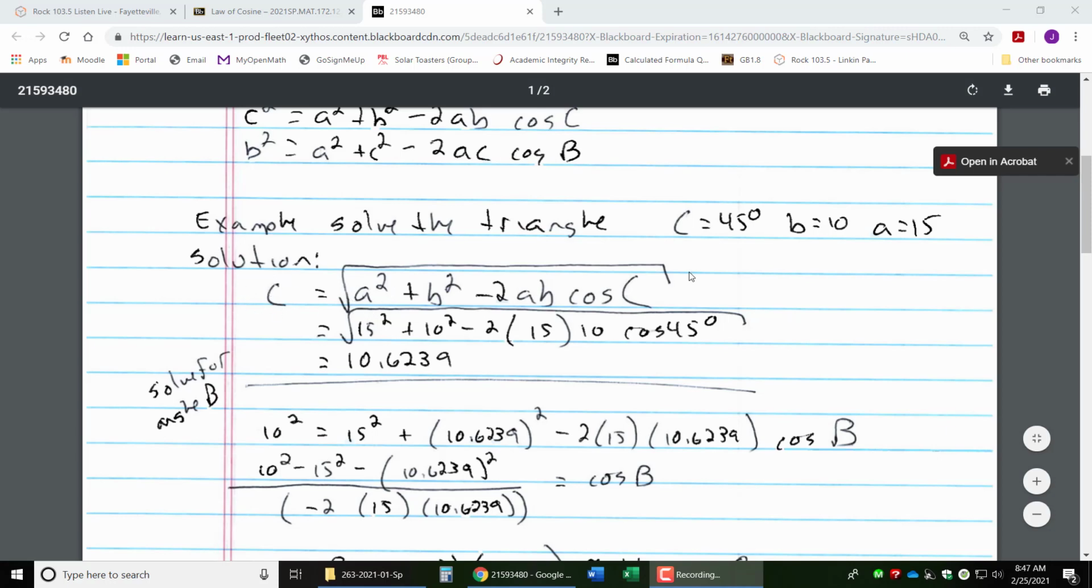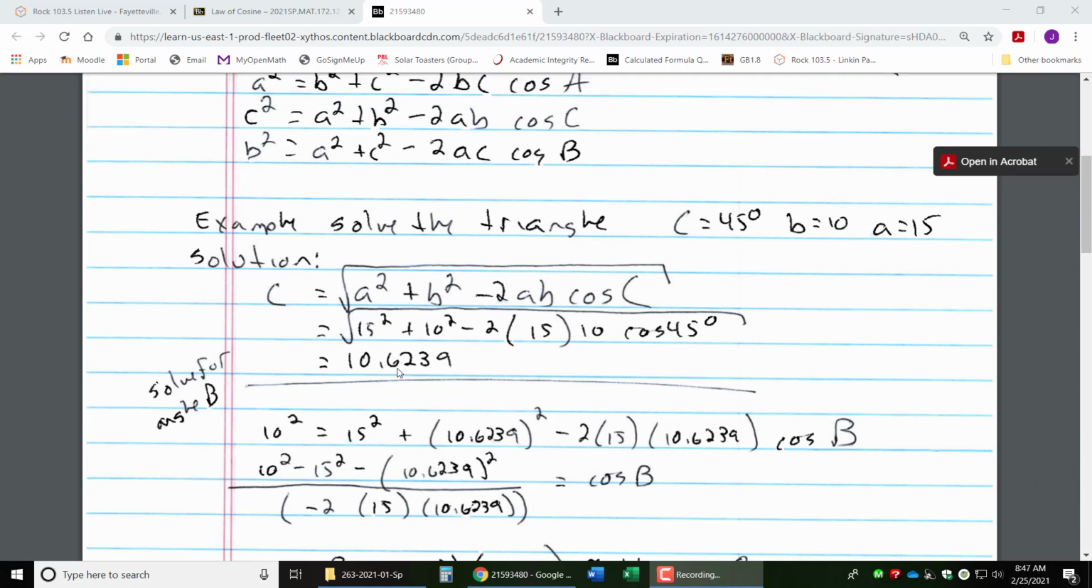And if you don't remember the letters, what we're doing here is the side we're solving for equals the other 2 sides we're given, squared, minus 2 times those other 2 sides, times the cosine of 45 degrees, with a big old square root over the whole thing. And then you just go right to the calculator and type it in.